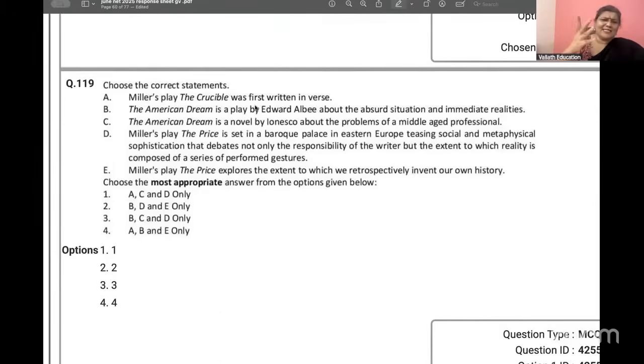Miller's play Crucible was written in verse. You don't know that? American Dream is a play by Edward Albee. I've taught you that. You know it. About the absurd situation and immediate realities. Yes. Miller's play The Price. It is there in our encyclopedia. It's about 2 brothers talking about the price of the furniture after the death of their father. The price is not about all this. It is not Baroque palace or anything. D is wrong. B is right. D is wrong. E is right. Then you can guess it. Then you can get it. It's there in the encyclopedia.